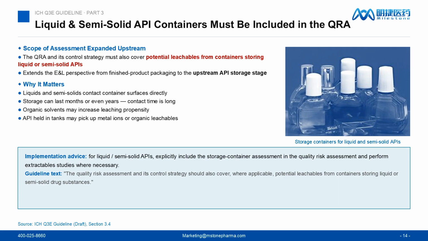Now we move upstream, to a place many E&L programs never look: the containers that store your liquid or semi-solid API before it ever becomes a drug product. Why does this matter? 3 reasons. First, contact intimacy. A liquid API sits directly against the container wall, often a plastic drum, a lined tank, or a bag, for months, sometimes years. Compare that with a filling line, where contact lasts seconds.